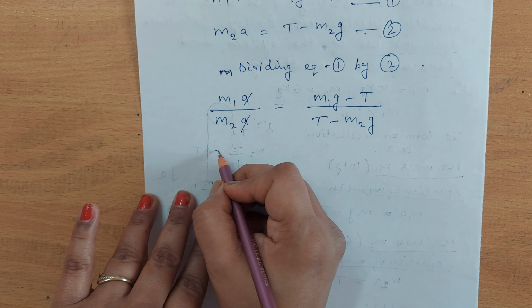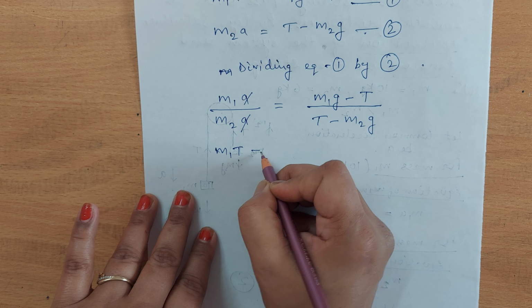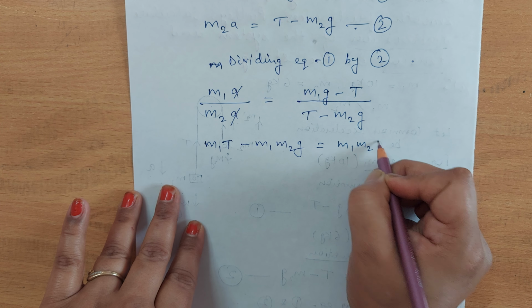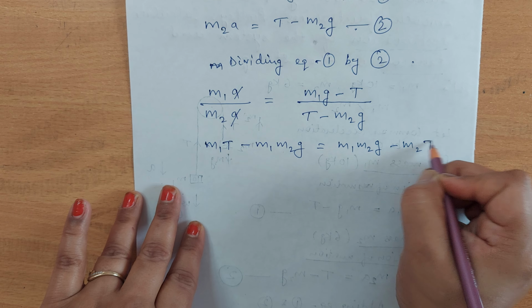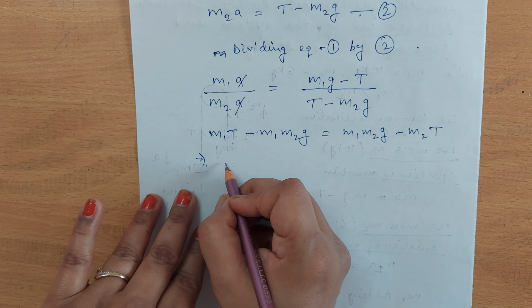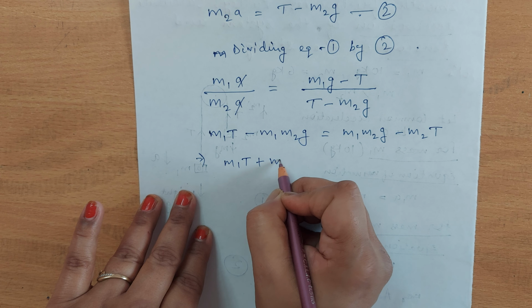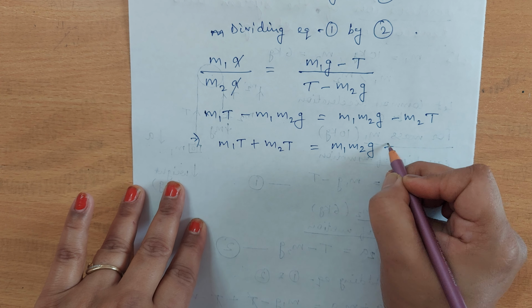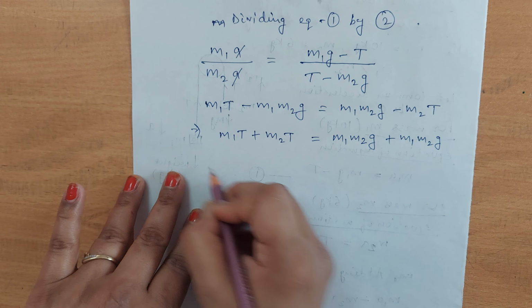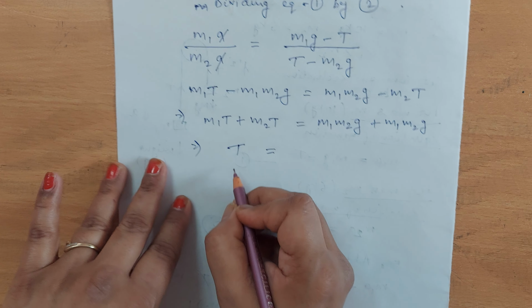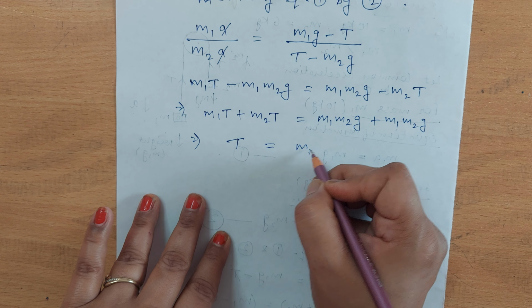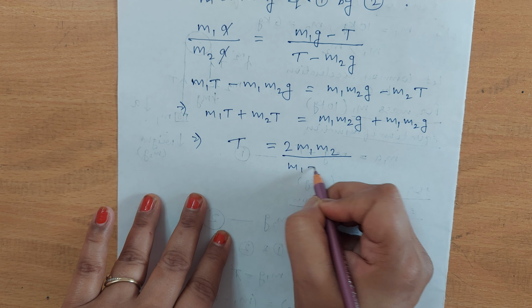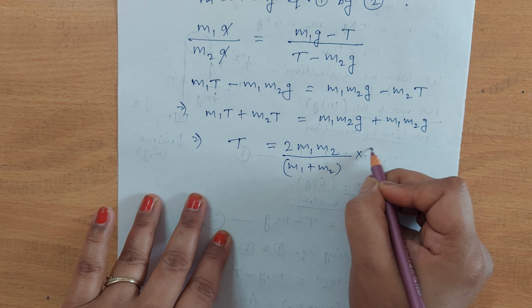So we will have m1T minus m1m2g is equal to m1m2g minus m2T. So m1T plus m2T is equal to m1m2g plus m1m2g. Solving this, we will get tension T is equal to 2 m1 m2 divided by (m1 plus m2) into g.